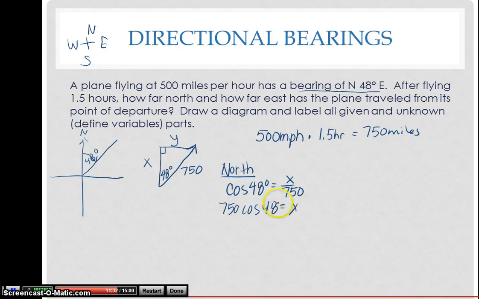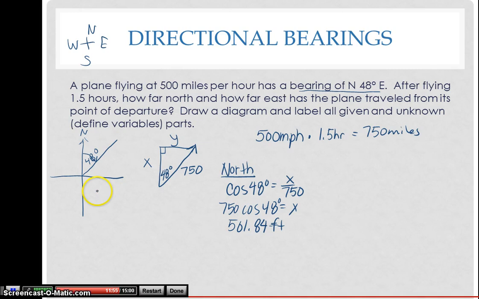And then remember, this is degrees, so make sure your calculator is in degree mode. So we're going to multiply it out. So when I multiply it out, I get 501.8284. Okay. And that's going to give me the distance that the plane traveled north in feet.